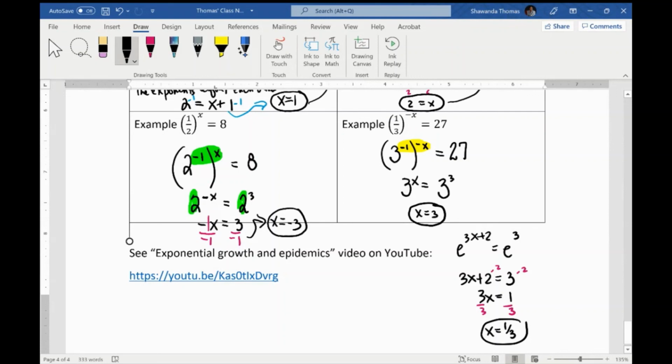All right, because this is a little bit more challenging. What if we had, solve. E to the x squared minus 3 equals e to the 2x.